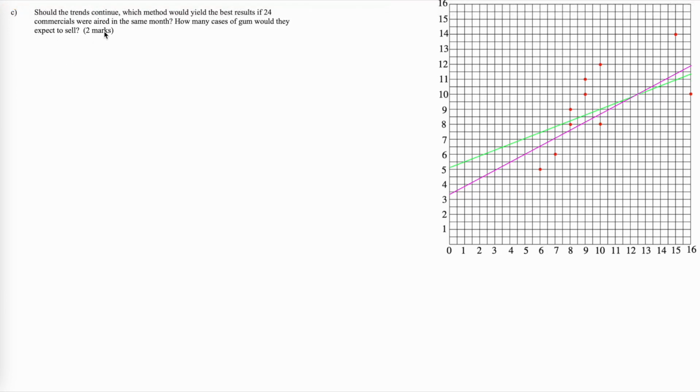C, should trends continue, which method would yield the best results if 24 commercials were aired in the same month? How many cases of gum would they expect to sell? If they continued with this using the Mayer, using this equation, replacing the x with 24 would give us 14.42. These are thousands of cases. We would expect 14,424.73 cases.